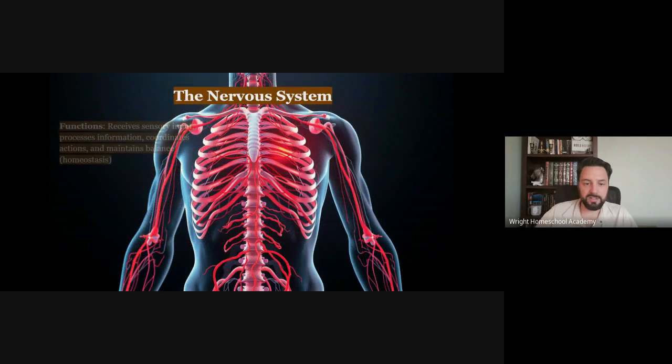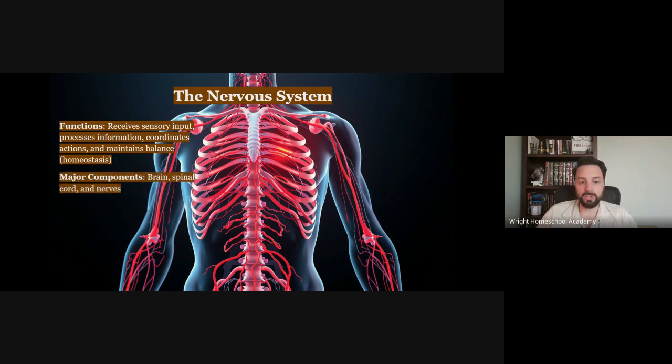Okay, the nervous system, don't be nervous, I'll tell you all about it, receives sensory input, processes information, coordinates actions, and maintains balance. Remember, think balance, think, you got it, homeostasis. So some major components include the brain, the spinal cord, and the nerves. Spinal cord, not to be confused with the spinal column. The column is the bones, like the vertebrae. The cord is like a bundle of nerves that goes through the spinal column.